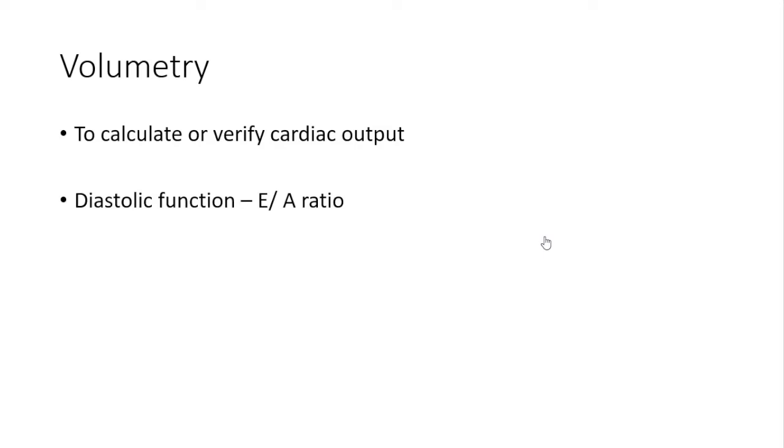Let's see some of the applications of the sequence. In our place, we acquire Q flows in the ascending aorta as well as the proximal main pulmonary artery in all the cases. We use it to verify our cardiac output obtained by volumetry. So, for example, if by volumetry my left ventricular stroke volume is 100, my aorta Q flow should also be approximately around 100 if there is no mitral regurgitation.